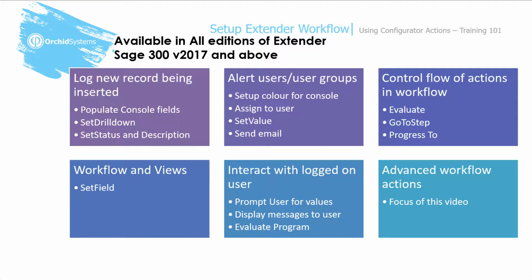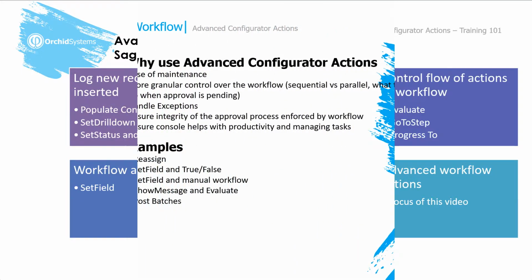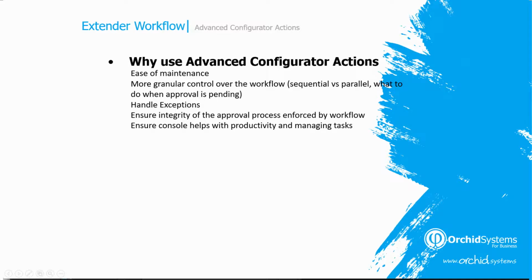The focus of this video is a few other advanced workflow actions that are part of Extender. So why are we looking at some of these more advanced configurator actions? Well, first, what we're going to try and do in this training is make sure that the workflows are easy to maintain. We're going to develop more granular control over the workflow so that we can do sequential versus parallel approval. What do we want to do when an approval is pending? We need to make sure we handle exceptions, and we need to also ensure that the integrity of the approval process is enforced by the workflow.